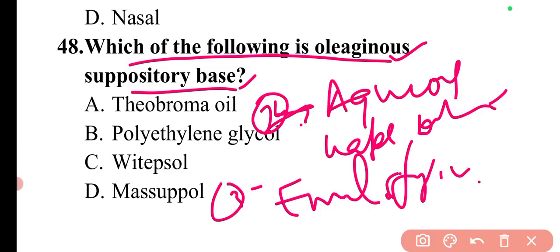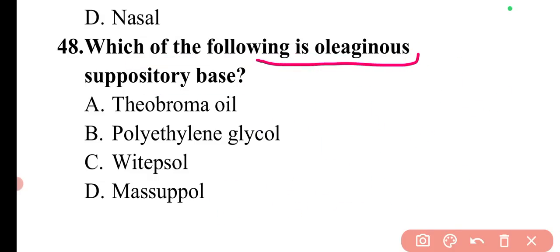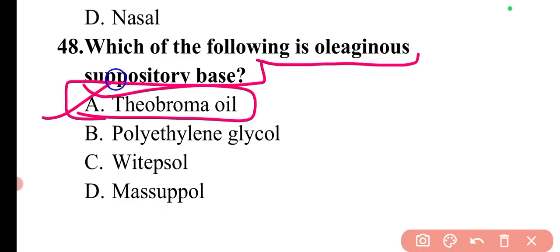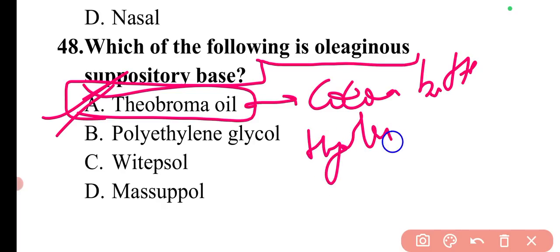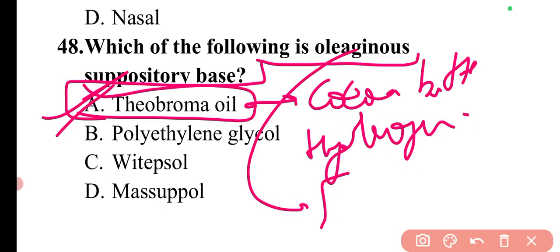You need to remember all the examples of bases that are used in suppositories. Here we have asked which of the following is the oleaginous suppository base. Theobroma oil is an example of a suppository base. Apart from theobroma oil, which is also the cocoa butter, there are hydrogenated oils. These are also used as oleaginous bases, and these oleaginous bases are also known as fatty bases.